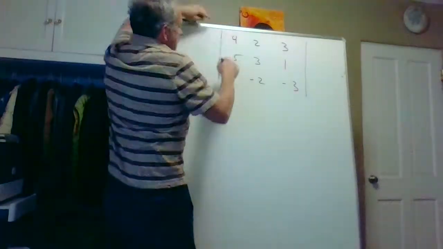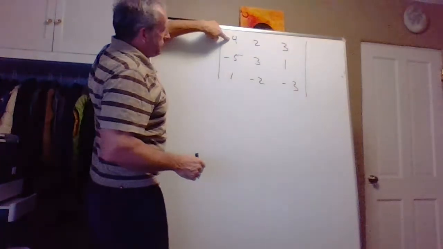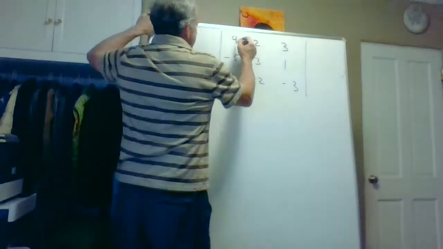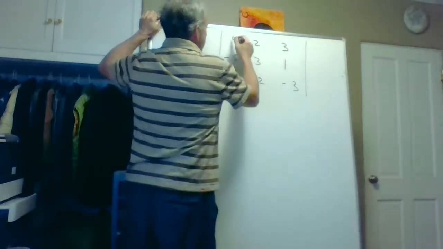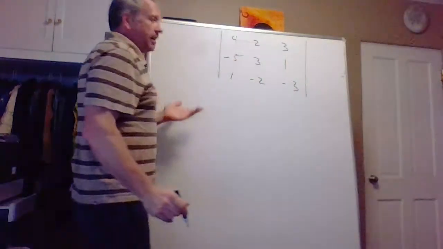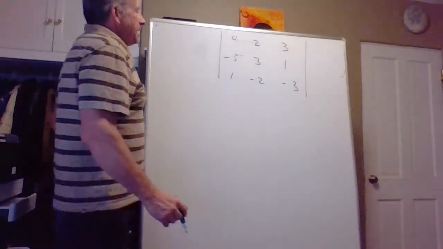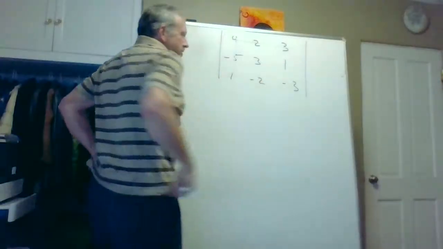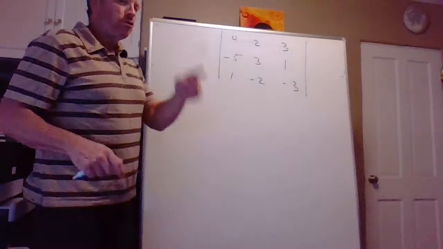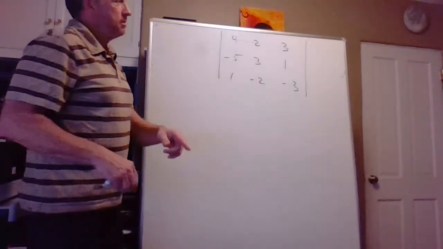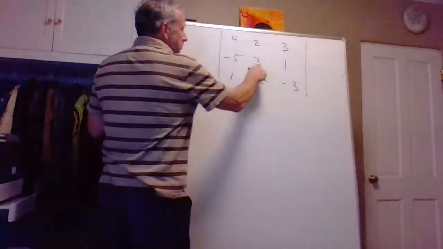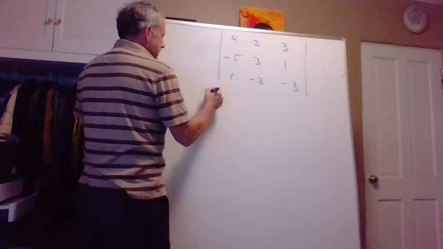The first thing you do is focus in on this first entry. And in your mind, block, or I just did it on the board, not really in my mind, block that out. And you're left with a 2 by 2 matrix. Find the determinant of that matrix. So let's go ahead and do that. So that would be 3 times negative 3.